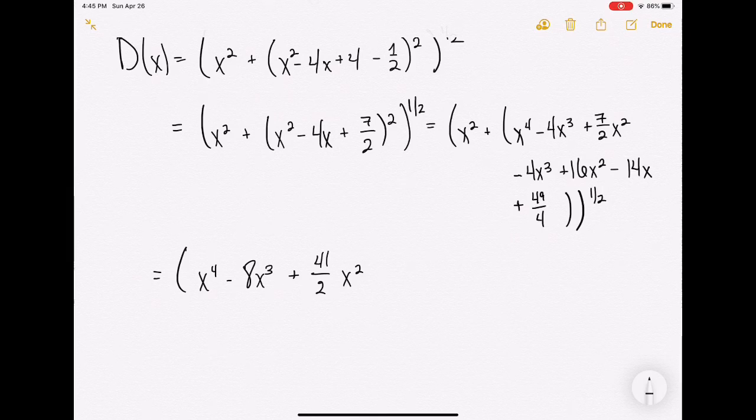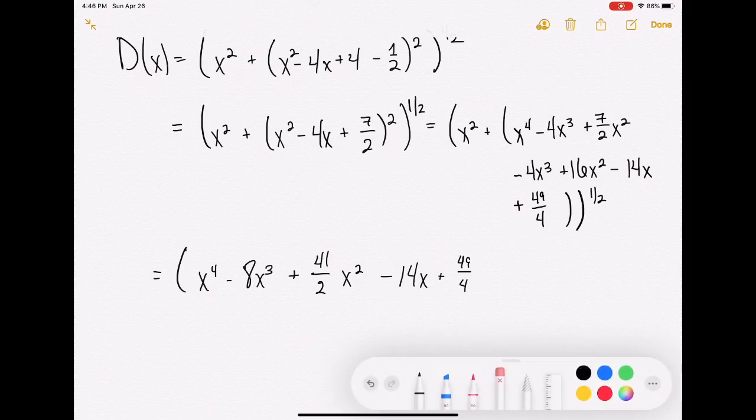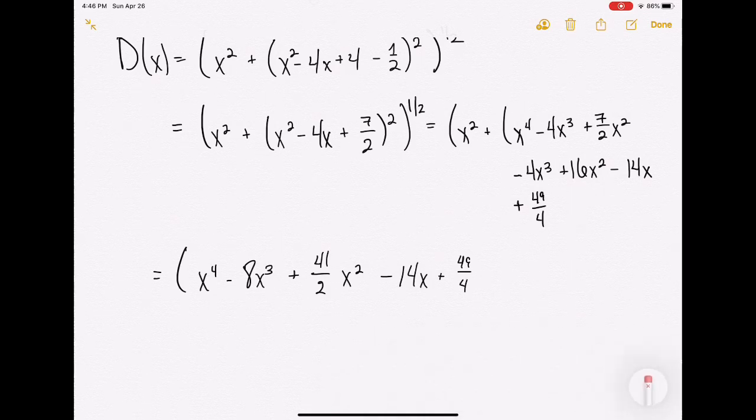And then I have minus 14x plus 49/4. Oh, I'm missing some terms here. You guys, I've written too hard of a problem. It's okay. The exam won't be quite as hard.